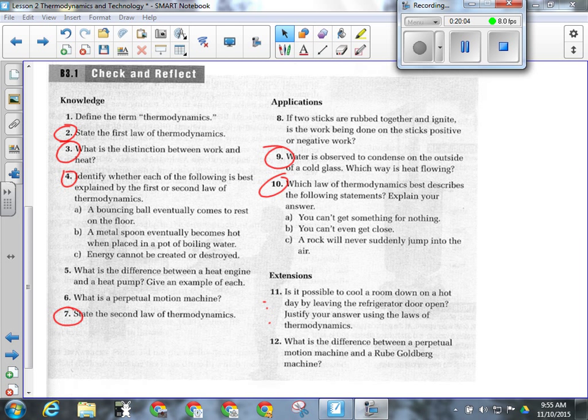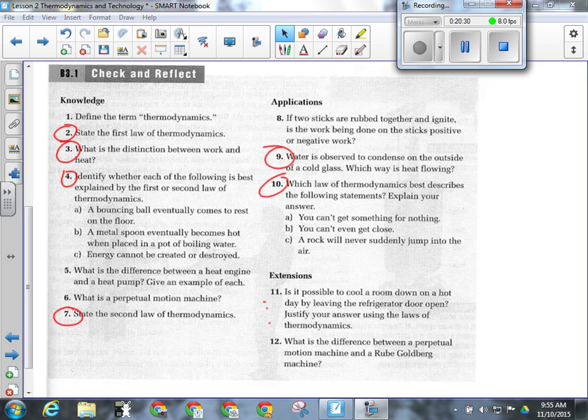B, a metal spoon eventually becomes hot when placed in a pot of boiling water. Also second law, showing that heat, or thermal energy, flows from hot to cold. Energy cannot be created or destroyed, that is the first law. All right, number 7, second law of thermodynamics. Well, we just said that. Heat flows from hot to cold. That's basically how it works.